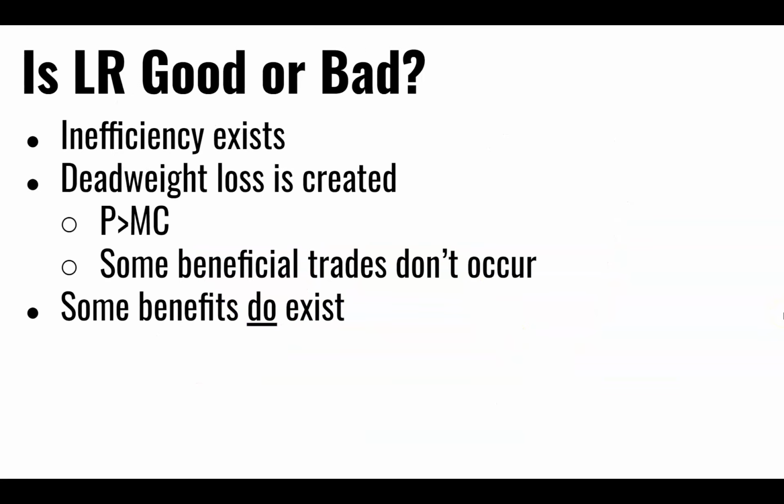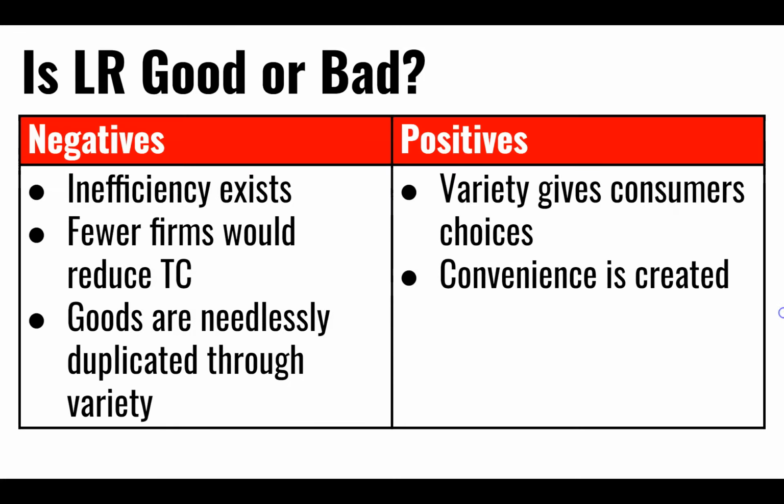So in the long run, is a monopolistically competitive industry good or bad? Well, on the one side, inefficiency exists. We do have deadweight loss created. There are beneficial trades that don't occur. That's negative. On the positive side, we do have variety. Customers are given the option of choosing products that best fit their interests and their needs. Far more variety than you get in perfect competition. So there is a certain level of convenience that also exists.